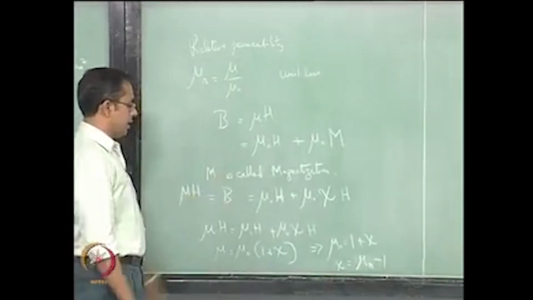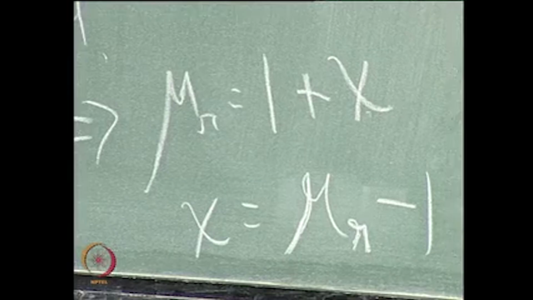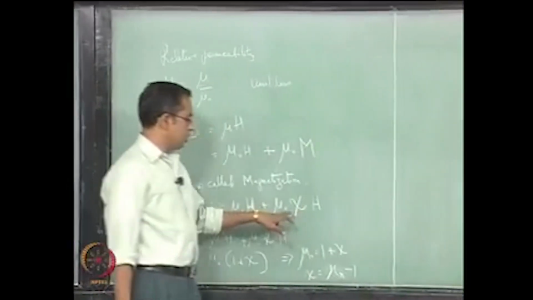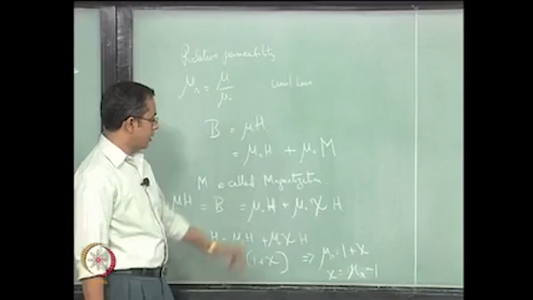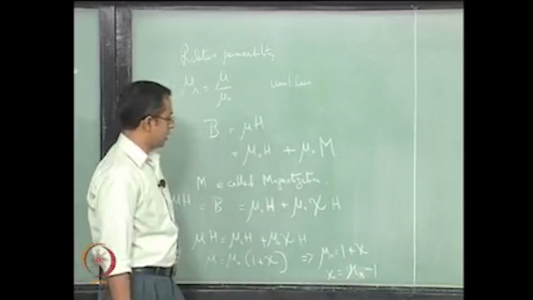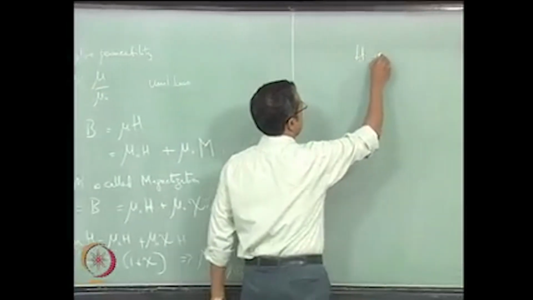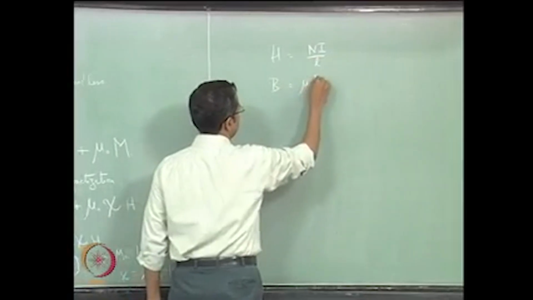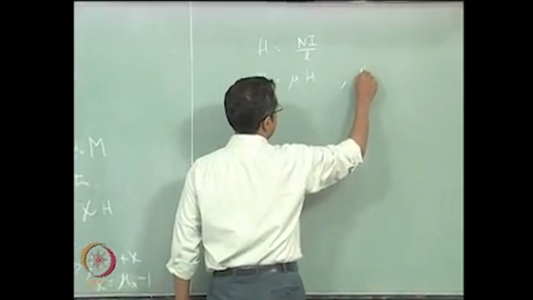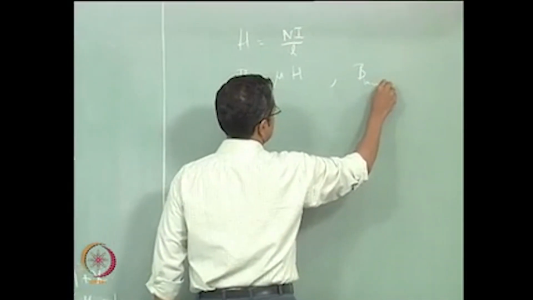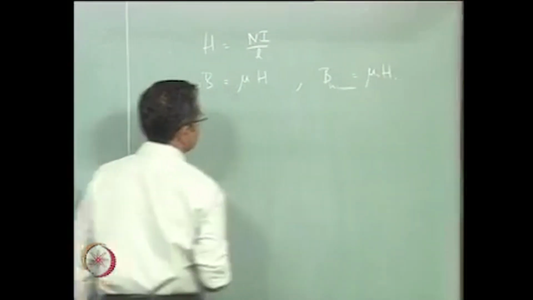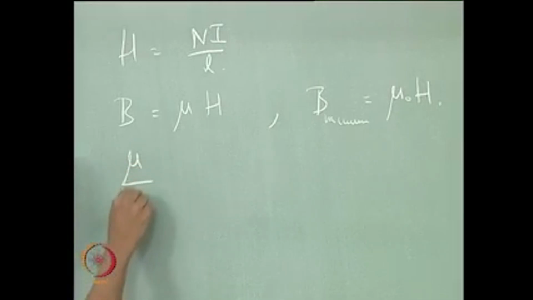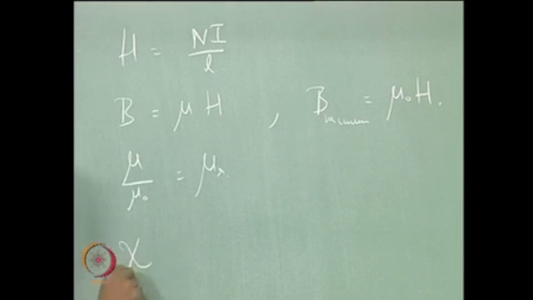Okay, so these then are the equations that we have put down here. Susceptibility is also unitless, and the relative permeability is also unitless; these are both unitless parameters. So we wrote H as N i by L, we wrote B as mu times H, in which the B due to vacuum is mu naught H, and then we wrote mu by mu naught equals mu r, the relative permeability, and we also recognize that chi is mu r minus 1.